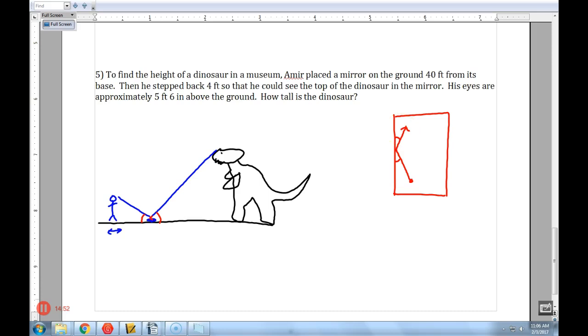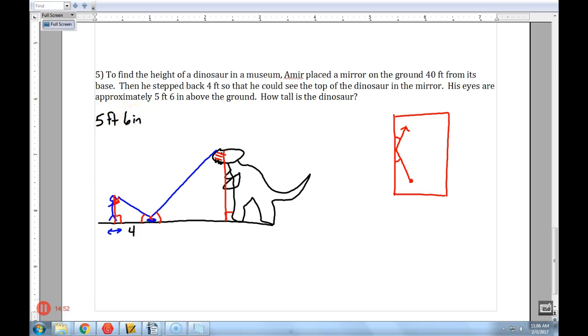So I know that these two triangles are similar because we have a perpendicular line over here. Hopefully I'm standing straight, that's perpendicular. And since we have two angles that match, the third angle has to. So I now have similar triangles and I can use proportions. So here's what you do. The kid stepped back 4 feet from the mirror, and he is 5 feet 6 inches tall.